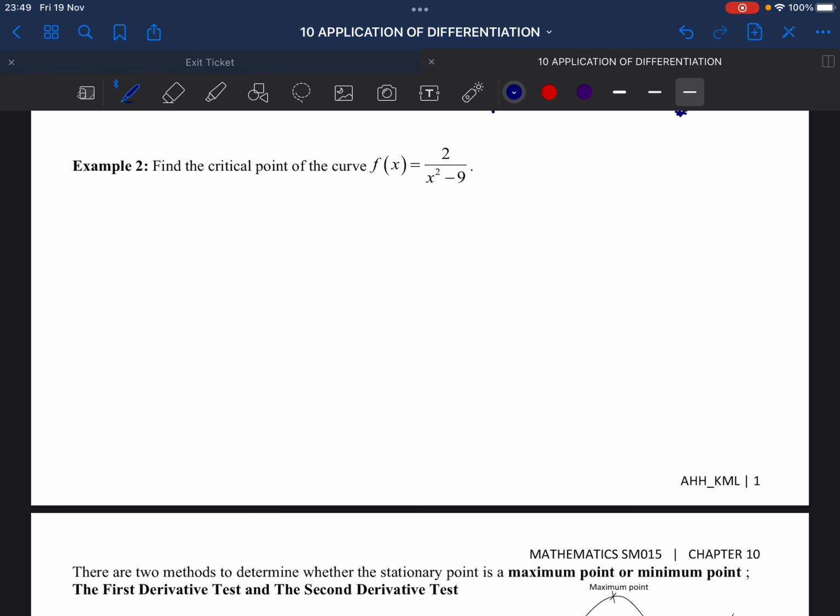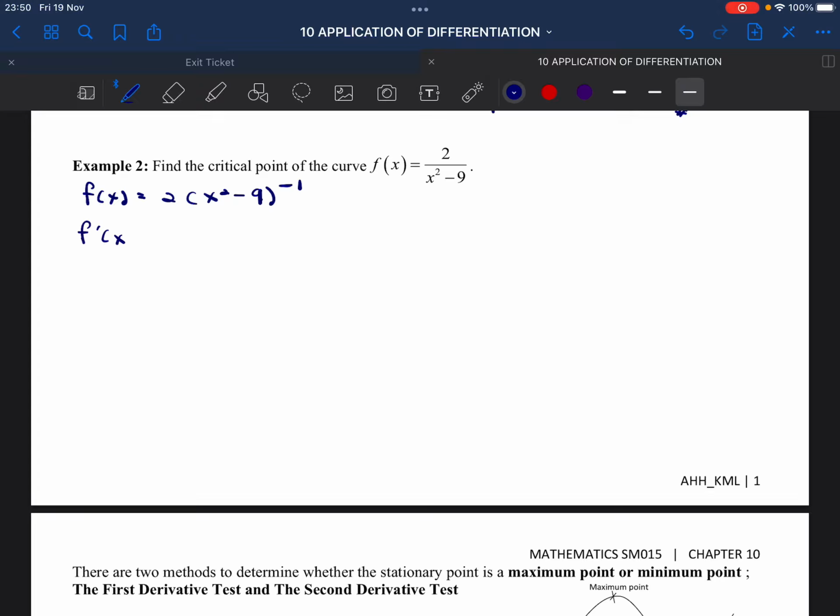Okay, so now let's find the critical point of the function f(x). You know that the first step is to differentiate. So we simplify. We have f(x) equals 2 (x squared minus 9) to the power of negative 1. We are going to use the power rule. Don't use the quotient rule, you are only making things difficult for yourself. If you have a constant here, you can bring it up and then just use the power rule.